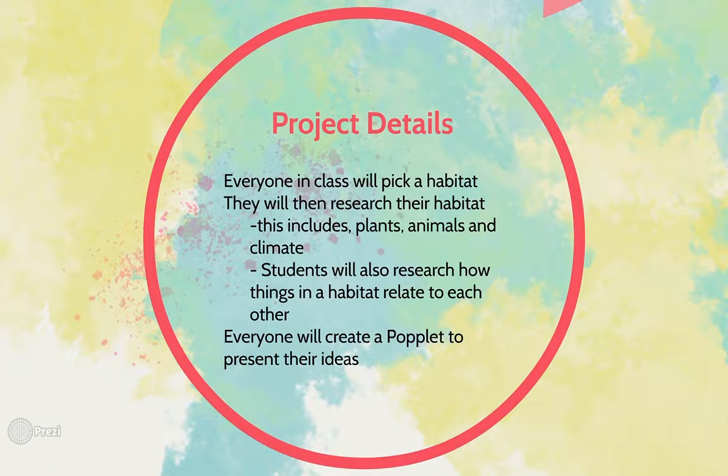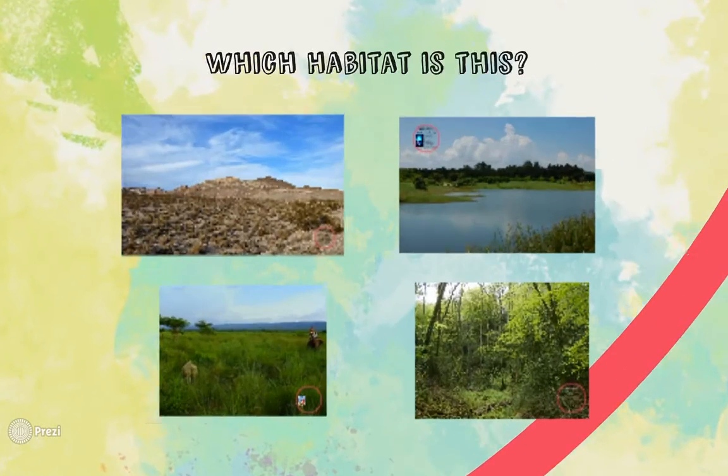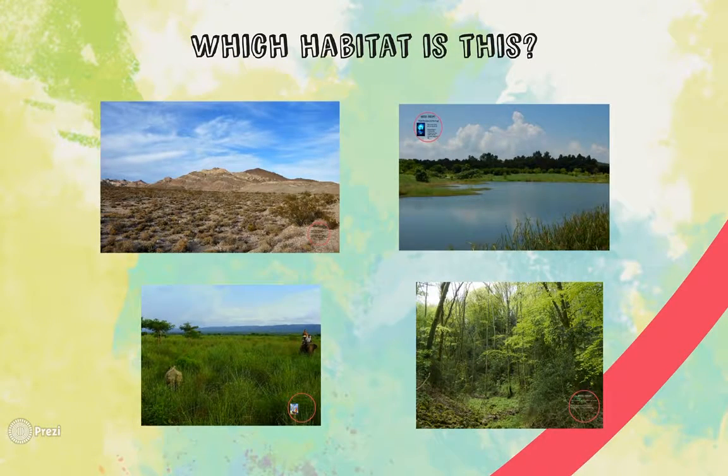For this project, everyone in the class will pick one habitat. Then you're going to research your habitat, including the plants, the animals, and the climate of your habitat. And you're going to research how everything in your habitat relates to each other. After this, you will create a Padlet to present your ideas as well as take your notes. Your habitat choices include a desert, a forest, a wetland, or a grassland. Firstly, we're going to do a brief introduction to each habitat.